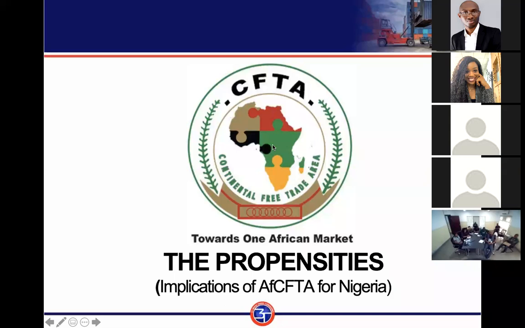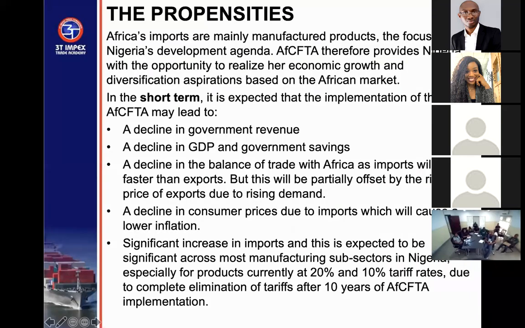What are the implications of signing this agreement? In the short term, government revenue will decline. GDP might be affected because government spending will drop. In the short term, there will be a decline in the balance of trade in Africa, as import will grow faster than export. There is an expected decline in the short term in consumer prices due to increased import, which can lower inflation.